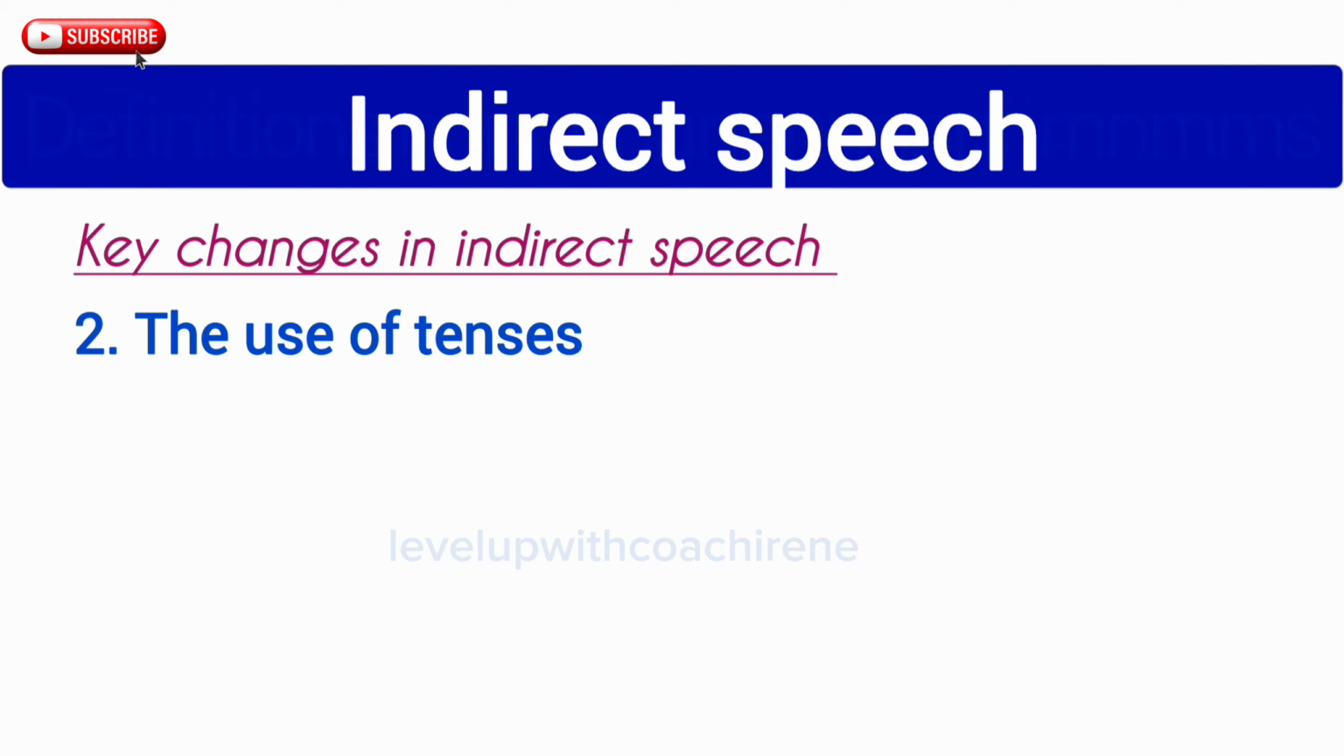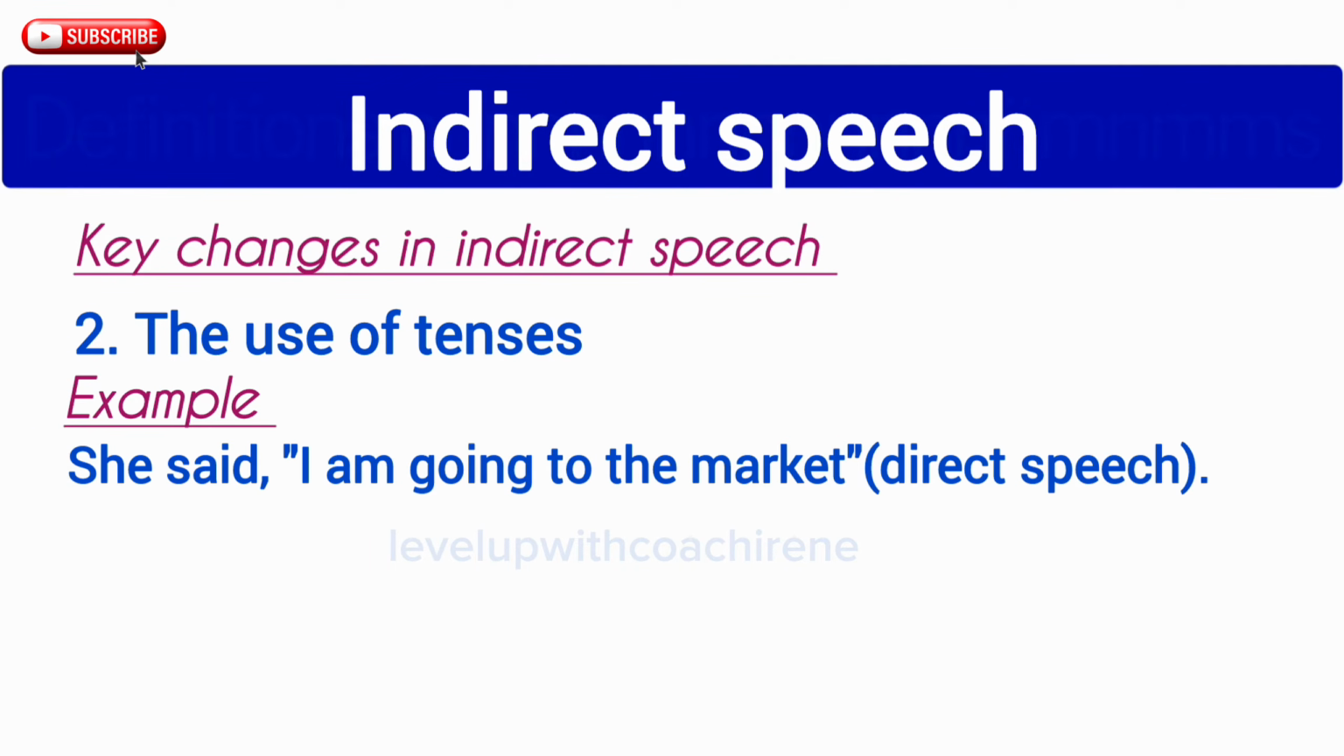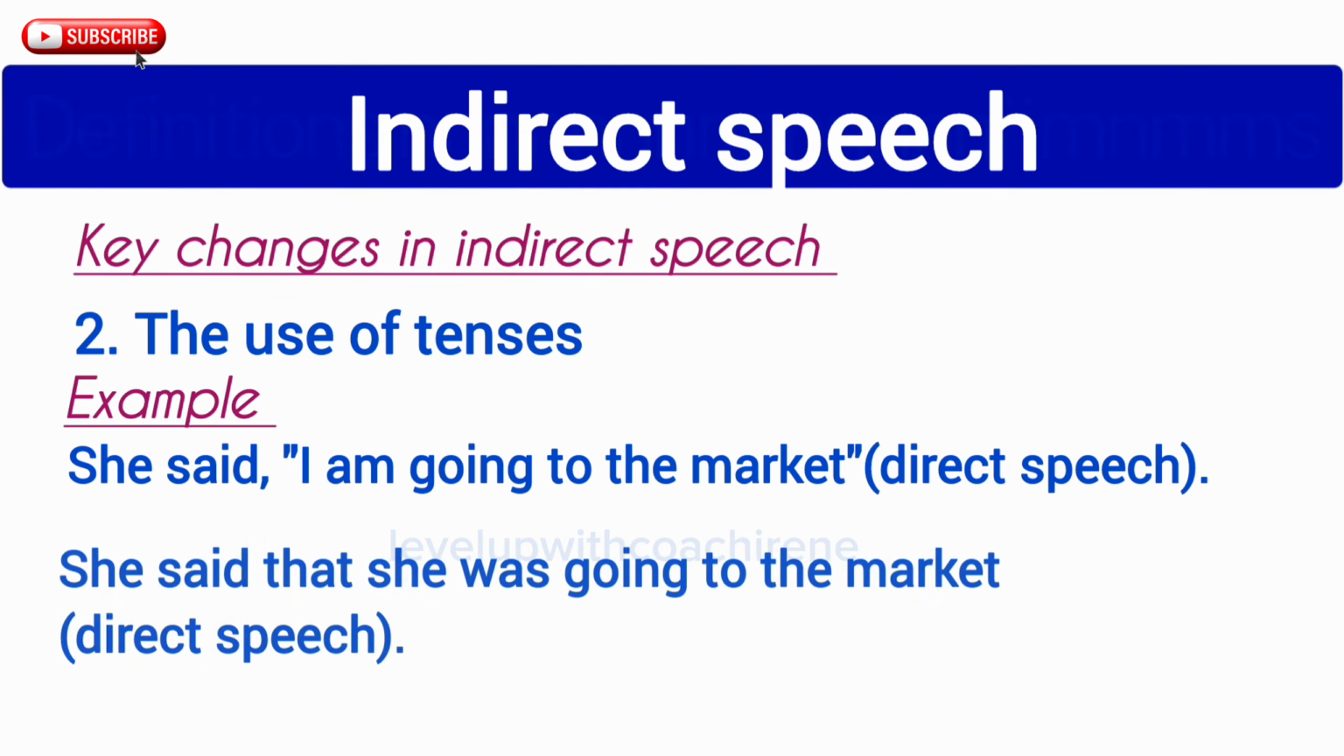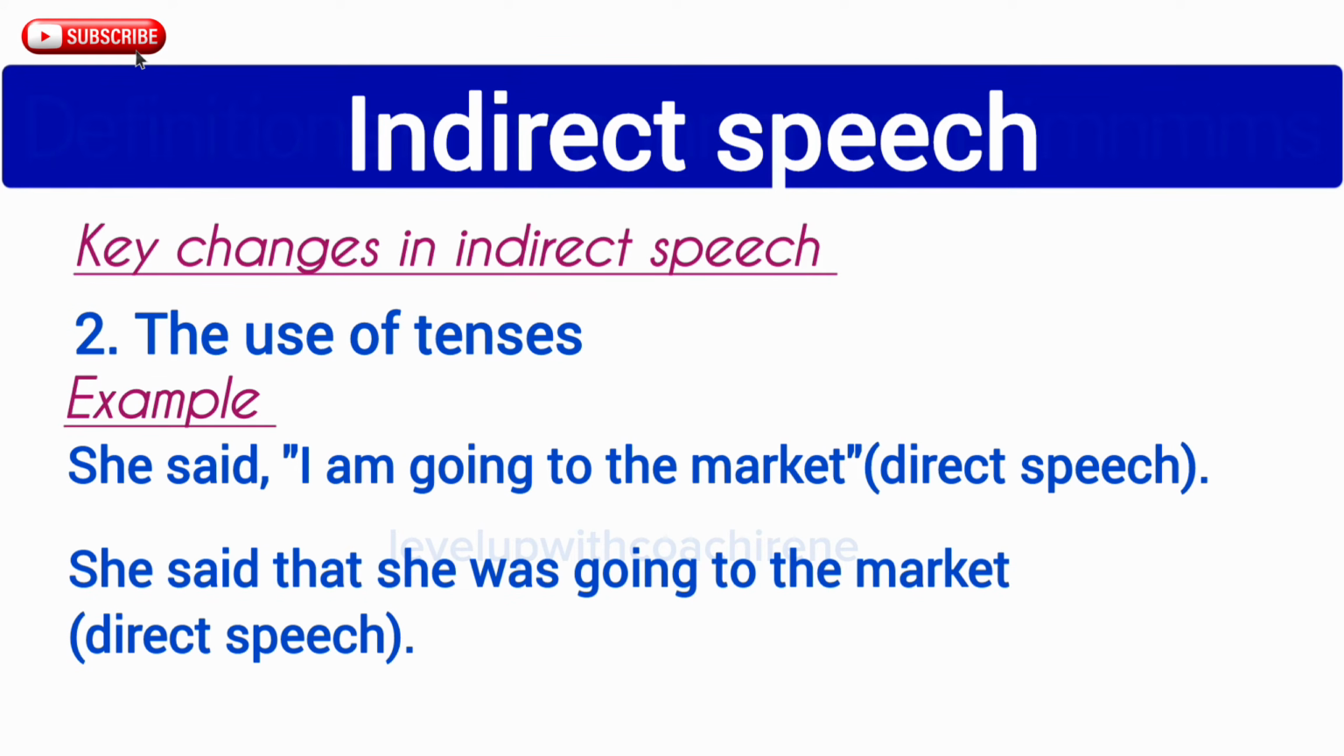Number two, the use of tenses. Tense typically shifts back, called backshifting, if the reporting verb is in the past. For example, she said, "I am going to the market" becomes, she said that she was going to the market. Here, the tense changed from am to was. This is because the reporting verb was in the past.